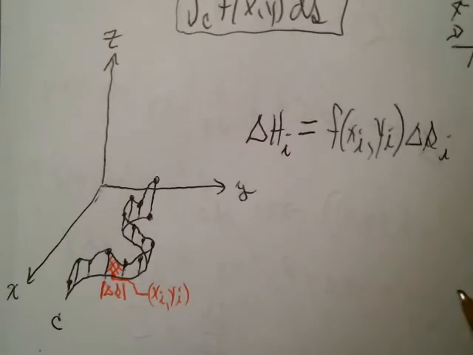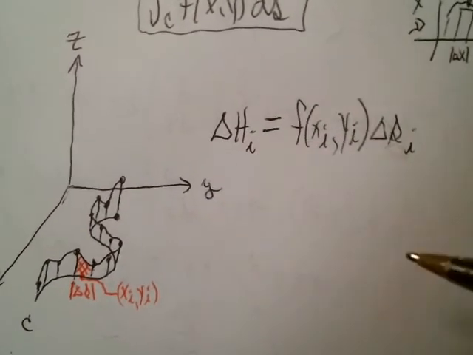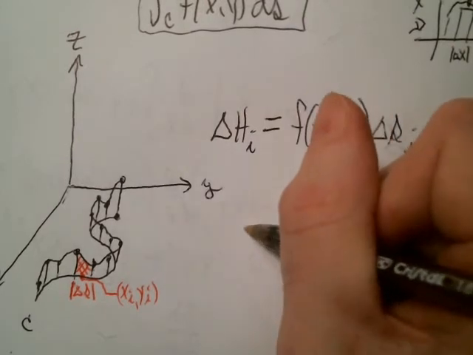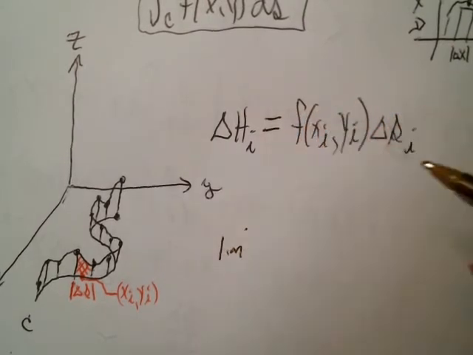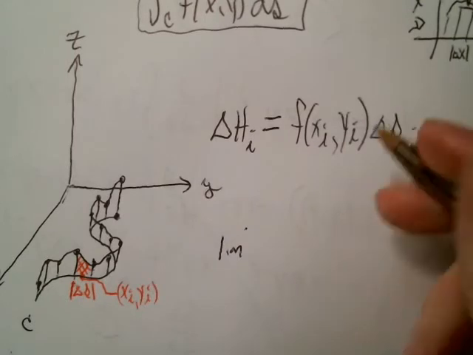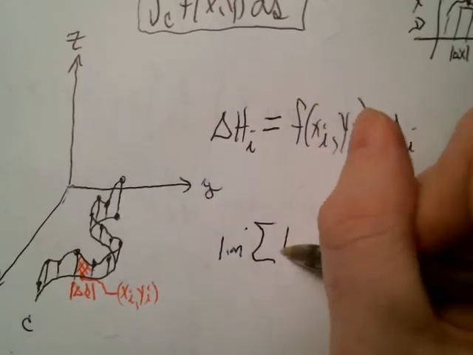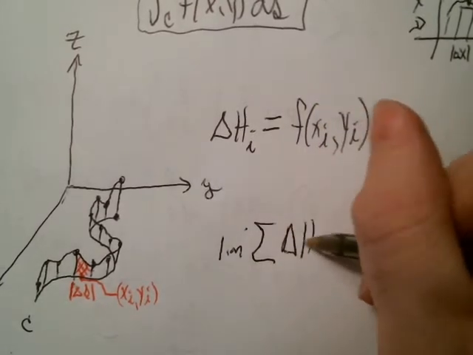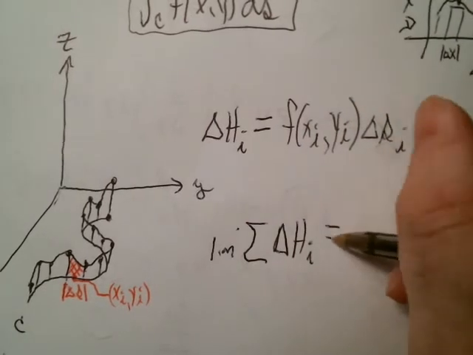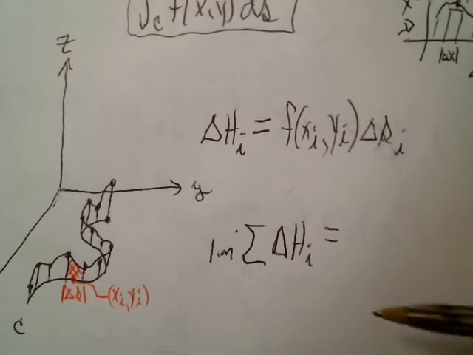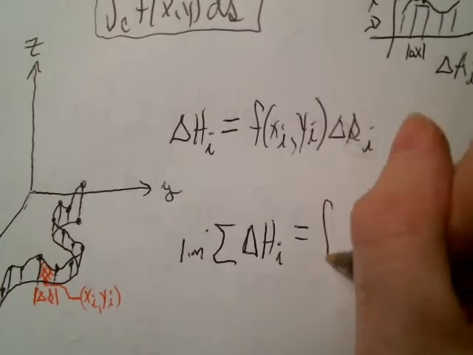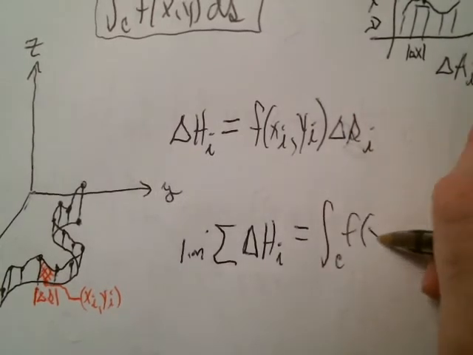Okay, and then your Riemann man is going to run across and pick up all these change in h sub i's, and we'll take the limit of that as the little change in s's go to 0, and what you end up with is our integral for the line integral of f over this curve c. Right, so it would be this thing here.